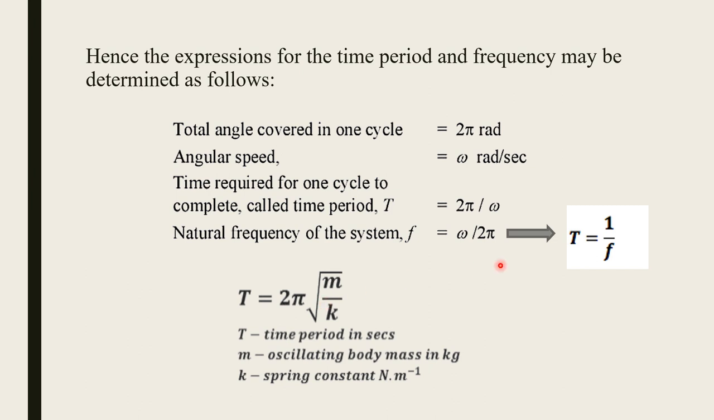And we can also write the expression for the frequency. So what is the relation? T is equal to 1 over f. So for writing the same expression for frequency, it is 1 over 2 pi times the square root of k over m. All the terms will be reversed.